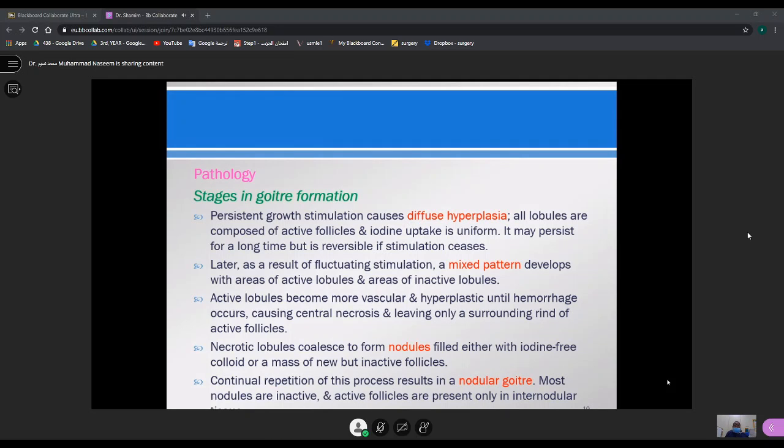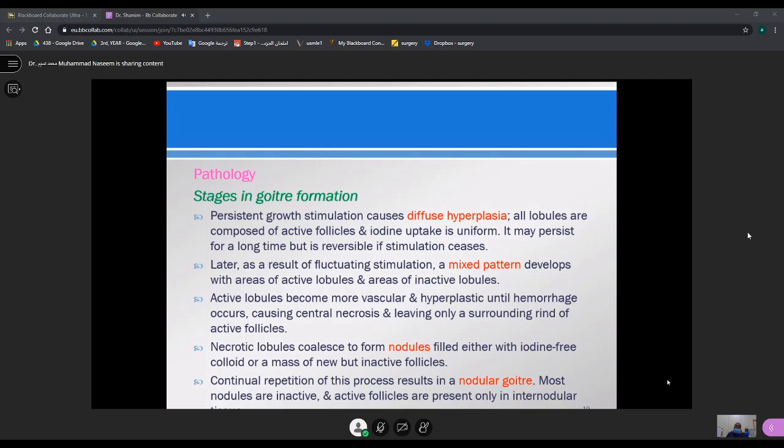First, there is persistent growth stimulation which causes diffuse hyperplasia. Here all lobules are composed of active follicles and iodine uptake is uniform. It may persist for a long time but is reversible if stimulation ceases. But later, as a result of fluctuating stimulus, a mixed pattern develops with areas of active lobules and areas of inactive lobules.